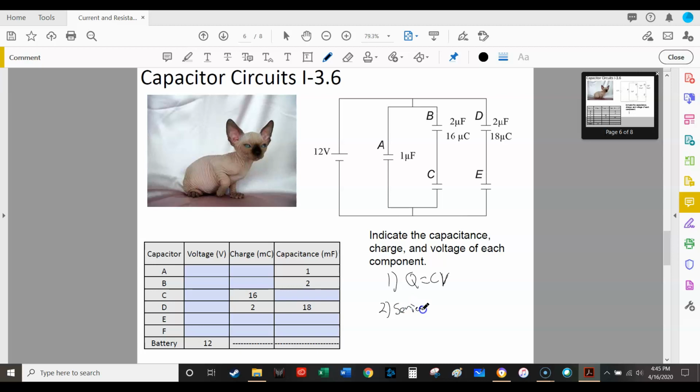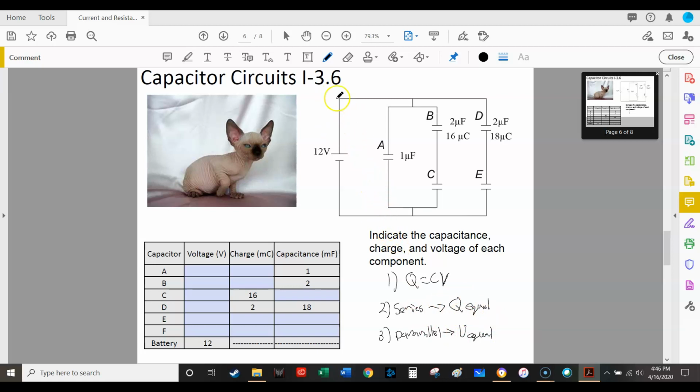Rule number 2, we'll just write the consequence. If two capacitors are in series with each other, then the charges are equal on each capacitor. If you have two capacitors that are parallel with each other, or a capacitor and a battery that are parallel, then the voltage is equal. So that's a quick, easy way to do this.